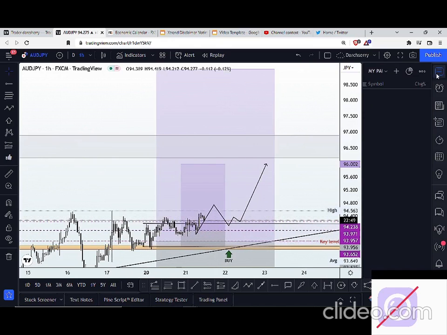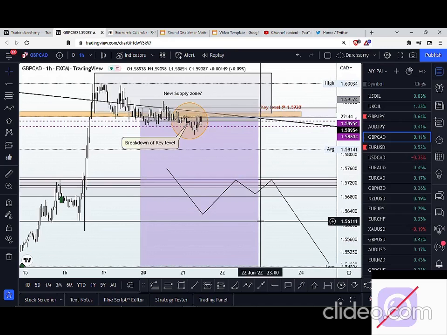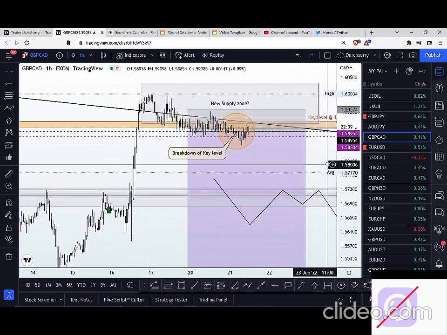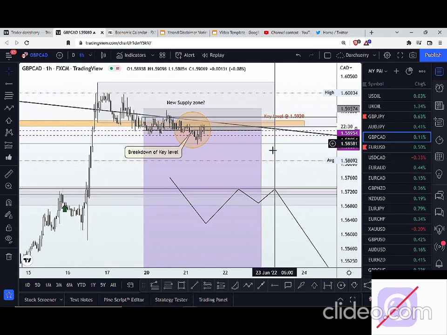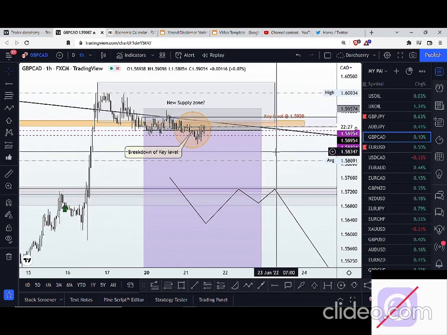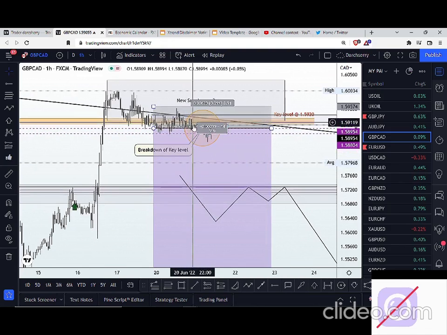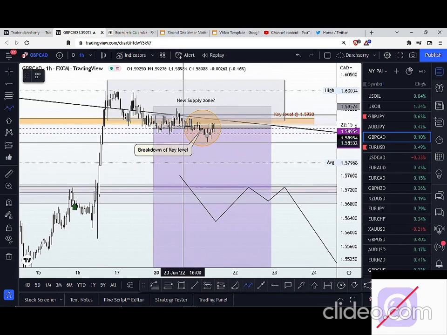Now on the GBPCAD, I've been expecting a selling momentum since the beginning of the week. If you remember where price was during yesterday's live session, we had price oscillating around the key level at 1.5920. One thing I made mention of yesterday was that I want to see price break down that 1.5920 and do a retest of that key level to take advantage of a trend continuation to the downside.